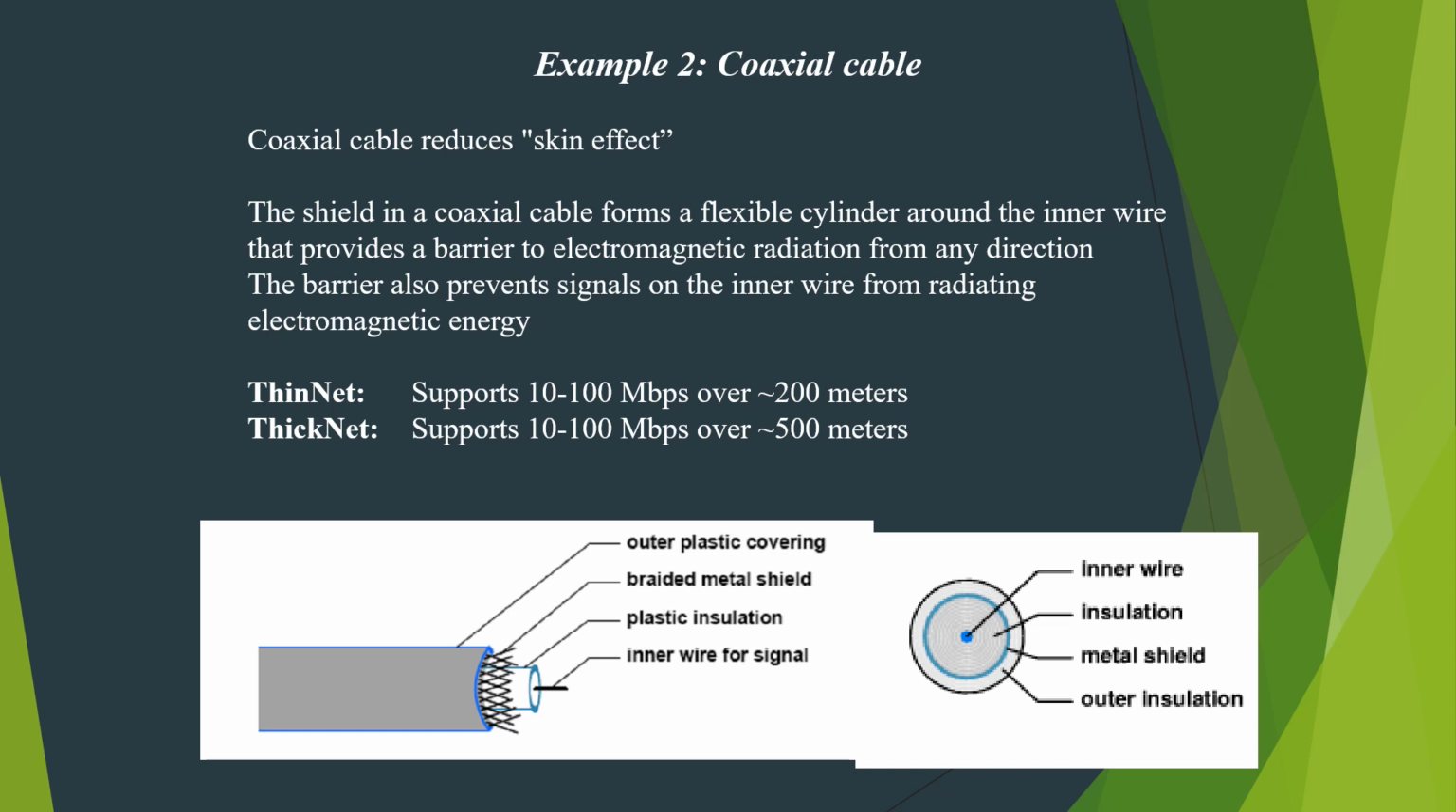So you can see the coaxial cable here. We have an inner wire, insulation, a metal sheet, and an outer insulation. It is relatively very inexpensive. The cost of thin coaxial cable is less than STP. Thick coaxial is more expensive than STP. Installation is relatively simple only, but coaxial cable must be grounded and terminated.